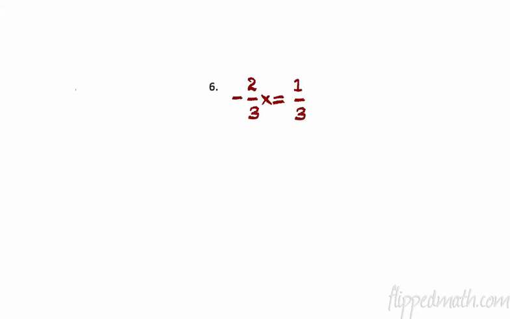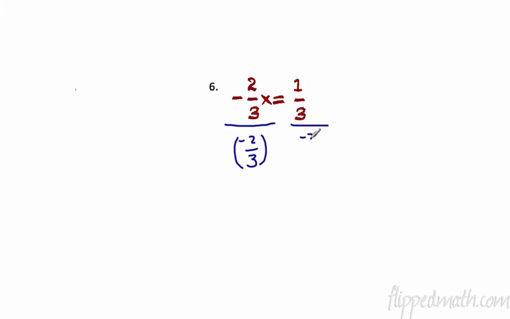All right, let's do number 6 now. Last one. And again, we're going to use the calculator to help us. This is negative 2/3 times x equals 1/3. Well, what's the opposite of negative 2/3 times x, or x times negative 2/3? The opposite would be divide by negative 2/3. Don't forget the negative. And I'm going to put parentheses around it.